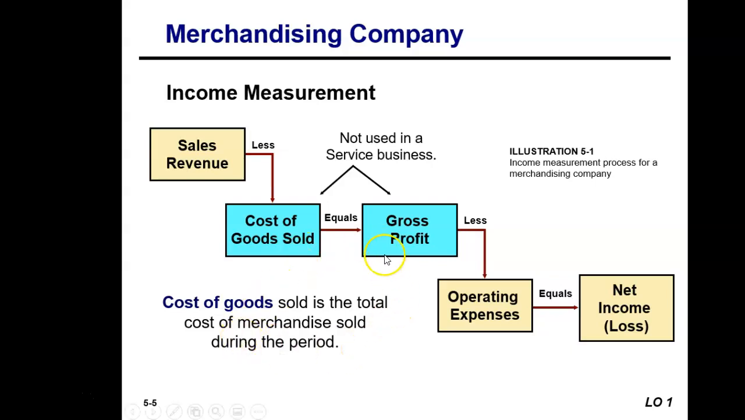Now, for any company, they will also have what's known as operating expenses, the cost of doing business. They have to pay their employees, they have to have supplies, pay rent, insurance. Those are known as operating expenses. We subtract those expenses from their gross profit to determine their net income or their net loss for that particular accounting period.